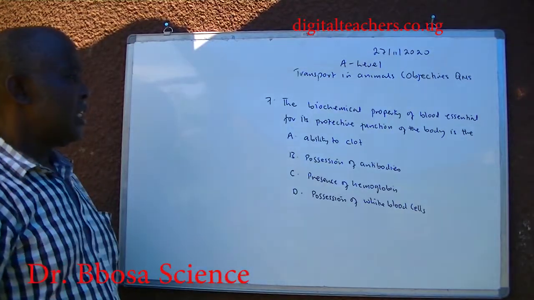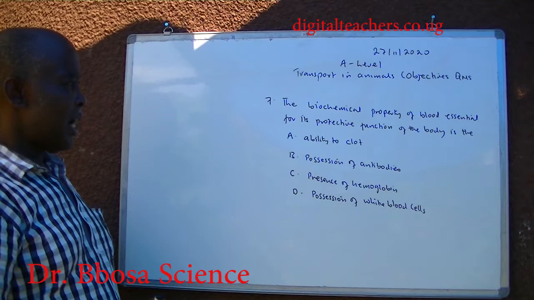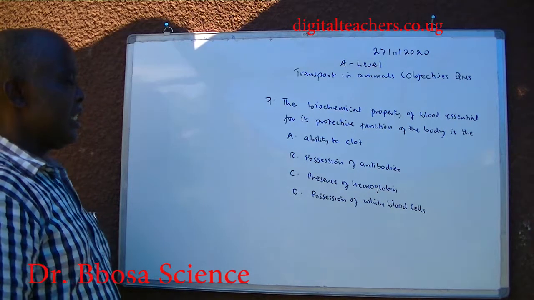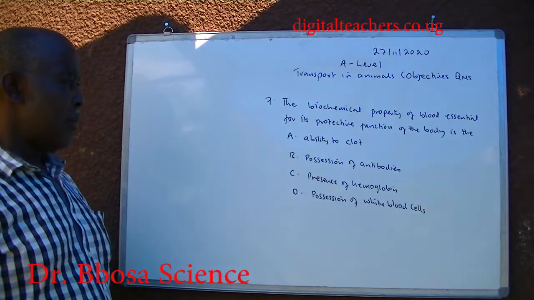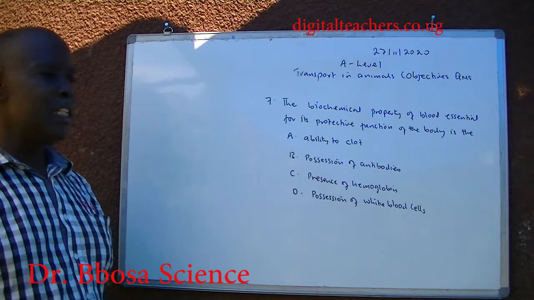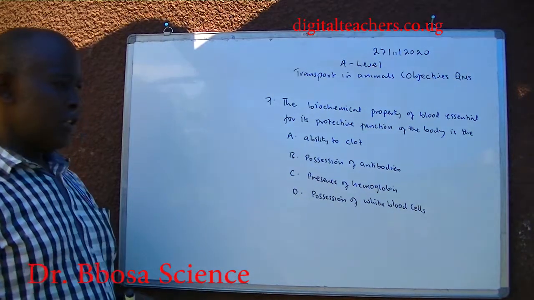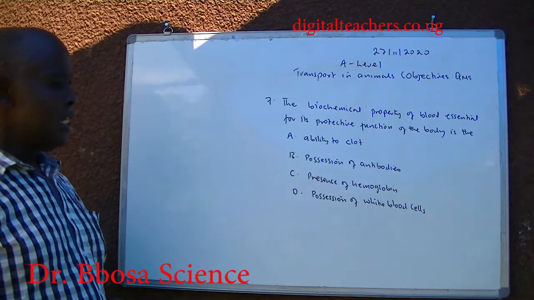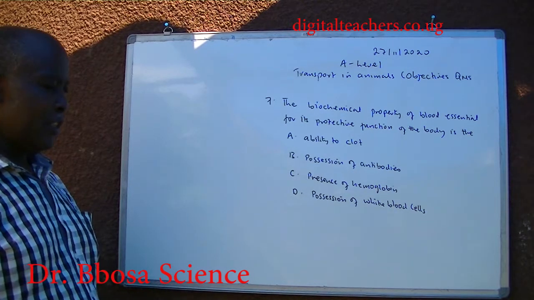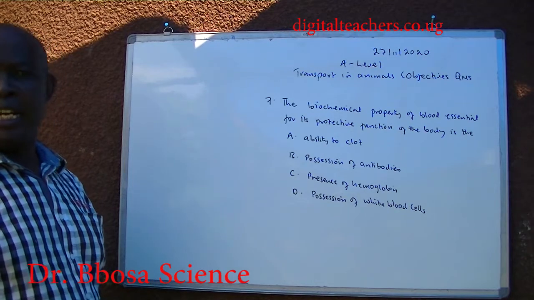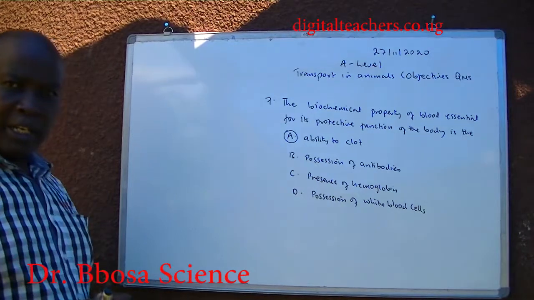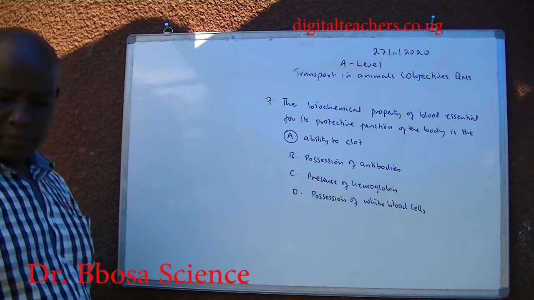Number 7, the biochemical property of blood essential for its protective function of the body is A. Ability to clot. B. Possession of antibodies. C. Presence of hemoglobin. D. Possession of white blood cells. You can pause and answer. The answer is A. Ability to clot.